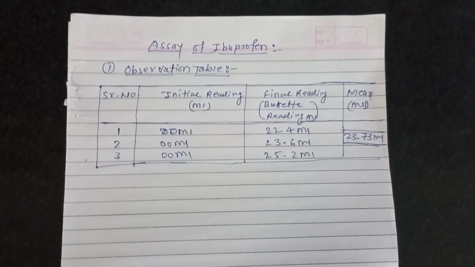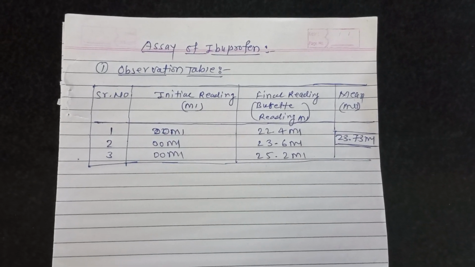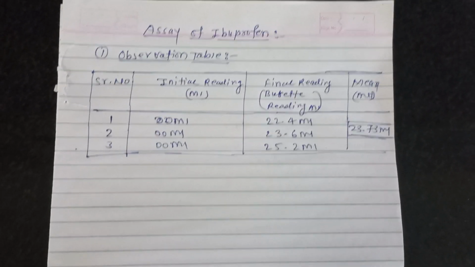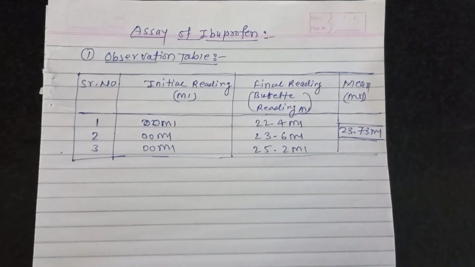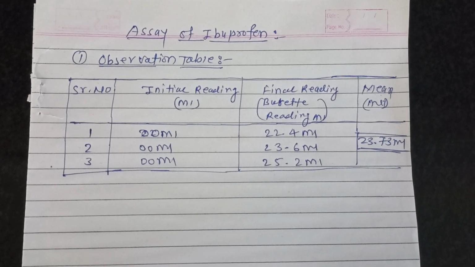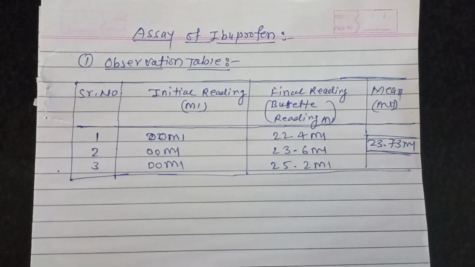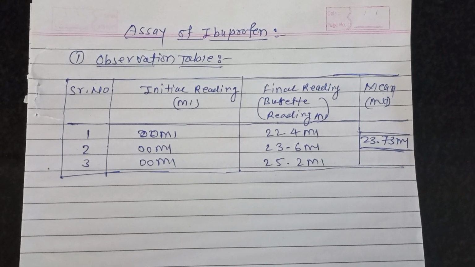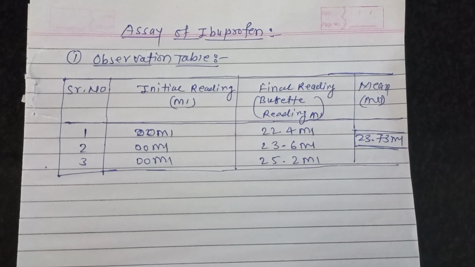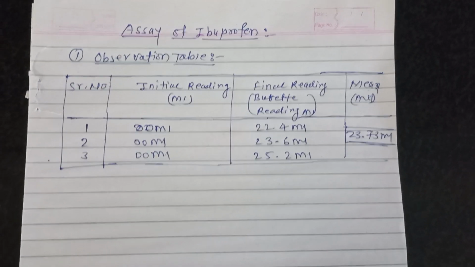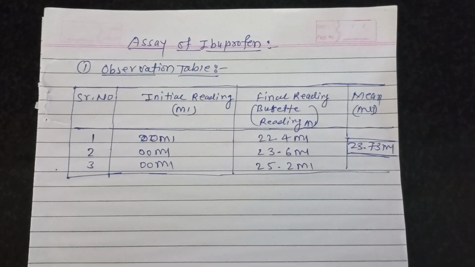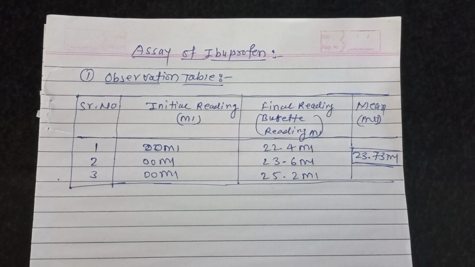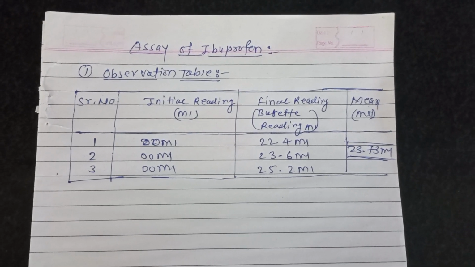So we can also go for the assay readings, that is we have 23.73 ml. If you don't have to perform this blank titration, you can go for this assay of ibuprofen reading, that is 23.73 ml, the mean of this assay of ibuprofen. So you can take this reading into the calculations. Now after we have performed our experiments, that is the assay of ibuprofen, and we have the mean, that is 23.73 ml, we will take this into the calculation.